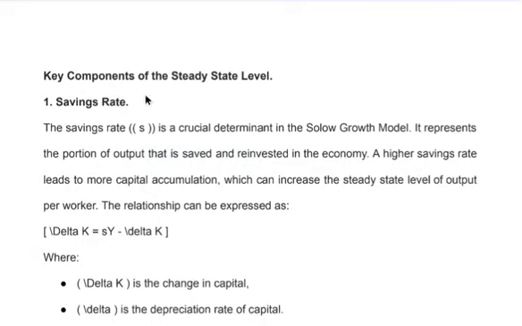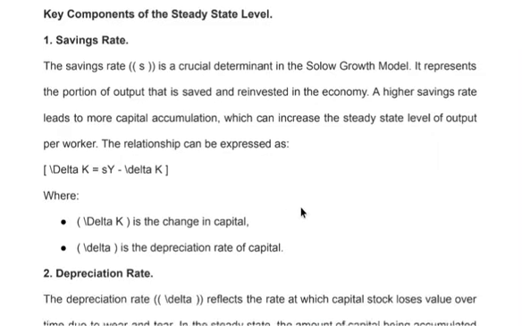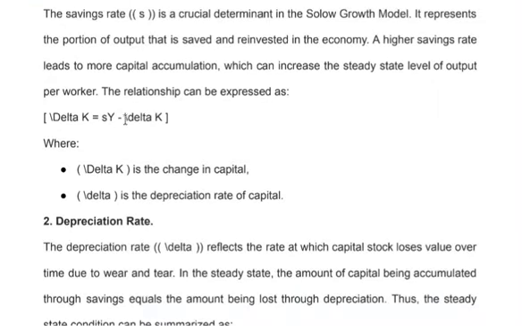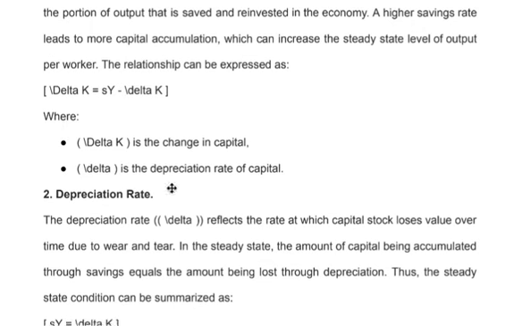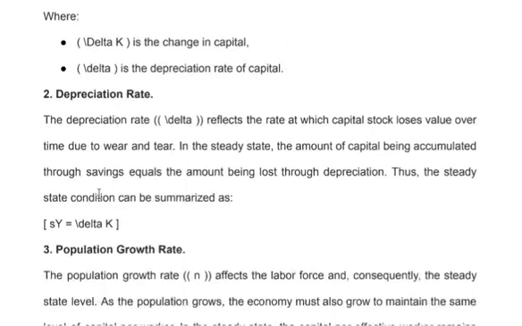Key components of the steady-state level. 1. Savings rate. The savings rate, s, is a crucial determinant in the Solow Growth Model. It represents the portion of output that is saved and reinvested in the economy. A higher savings rate leads to more capital accumulation, which can increase the steady-state level of output per worker. The relationship can be expressed as ΔK = sY - δK, where ΔK is the change in capital.